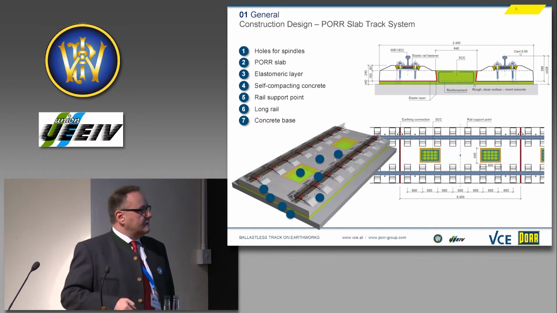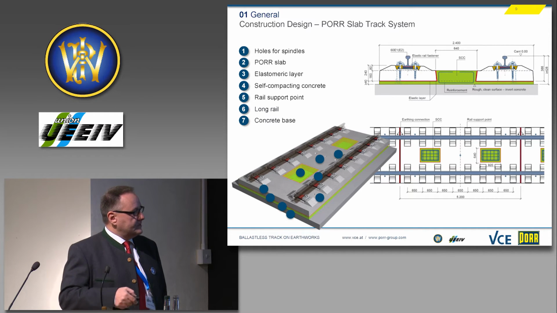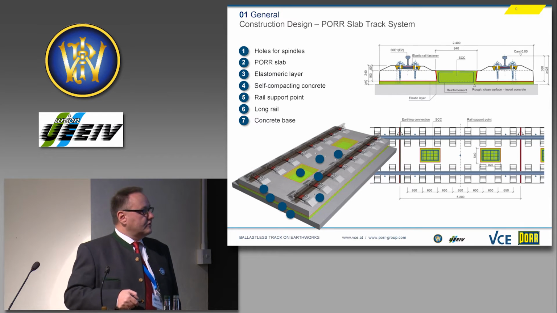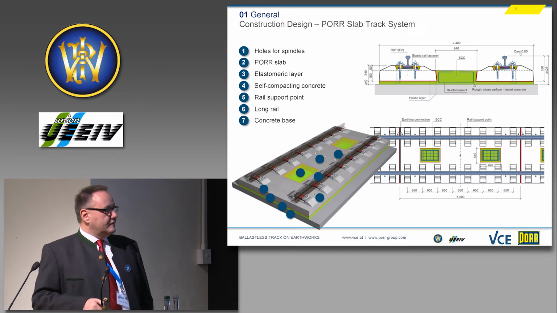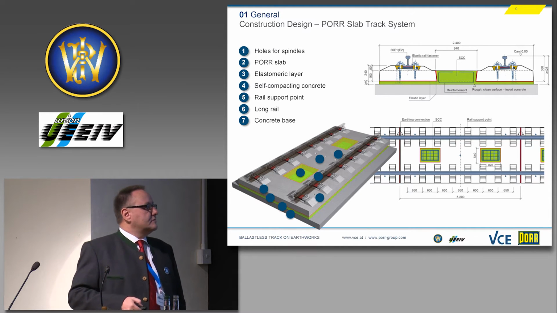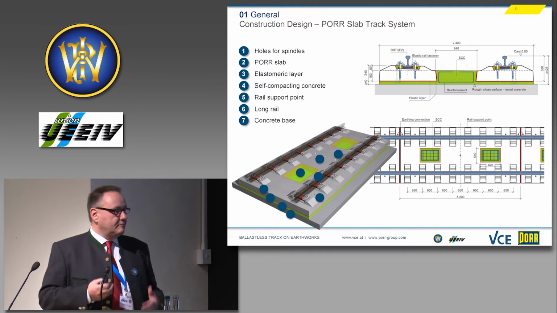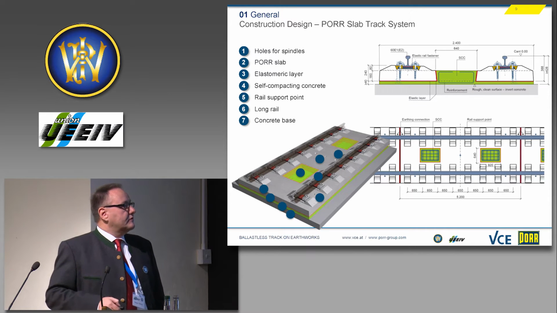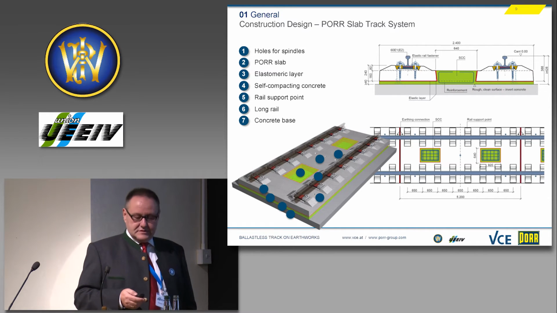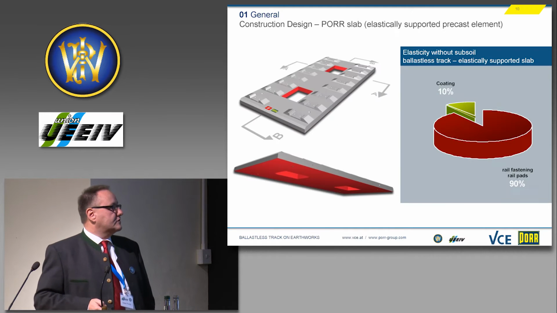The slabs are not connected. The only connection is the rail and the earthing connection, of course. But the slabs are separated from each other, so this means that we have the possibility to ensure that temperature changes and creep and shrinkage can move and do not induce cracks. And further on, this makes a repair concept more effective. I show this later on.